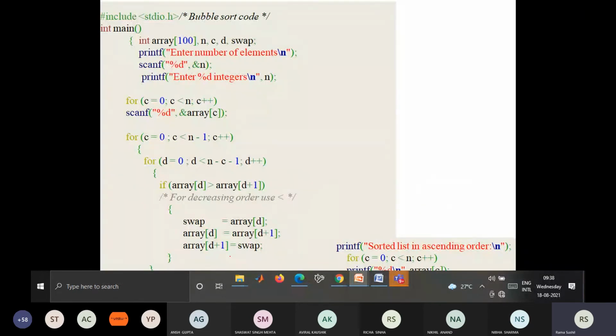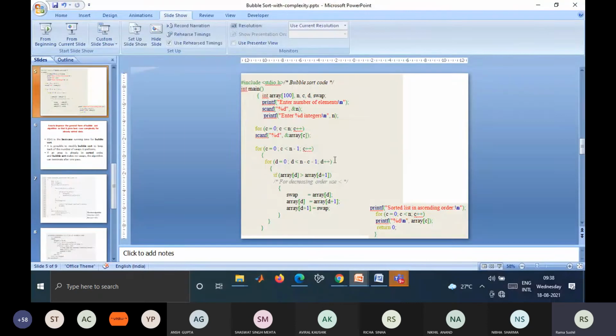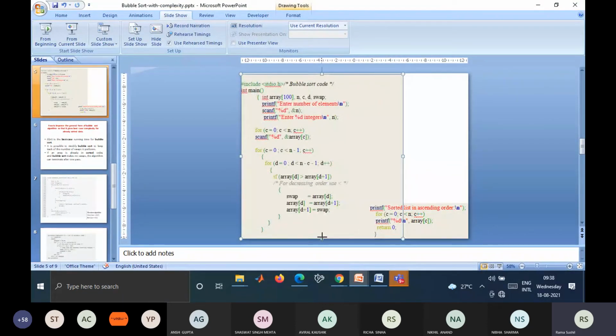This is the code where you compare the elements. Just a minute, I have to make it smaller because you're not able to see it properly otherwise.